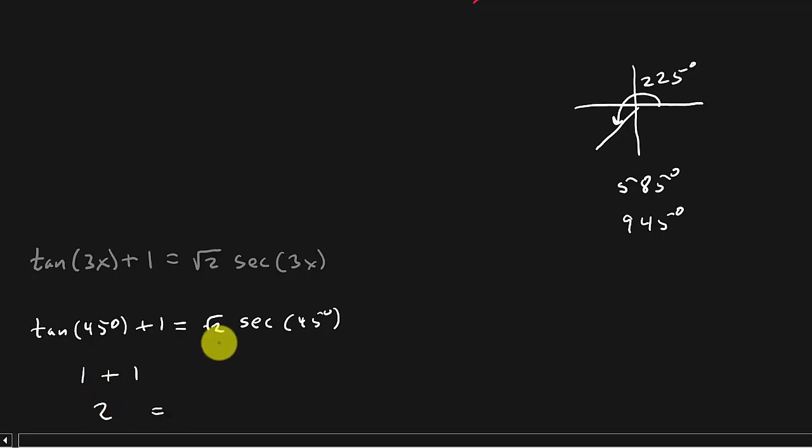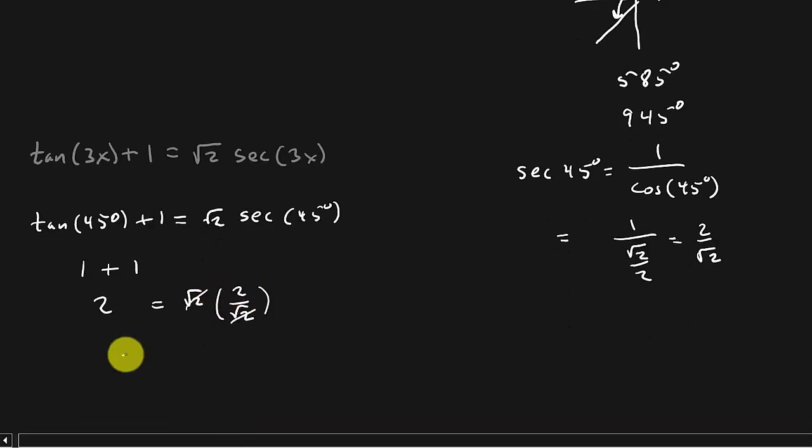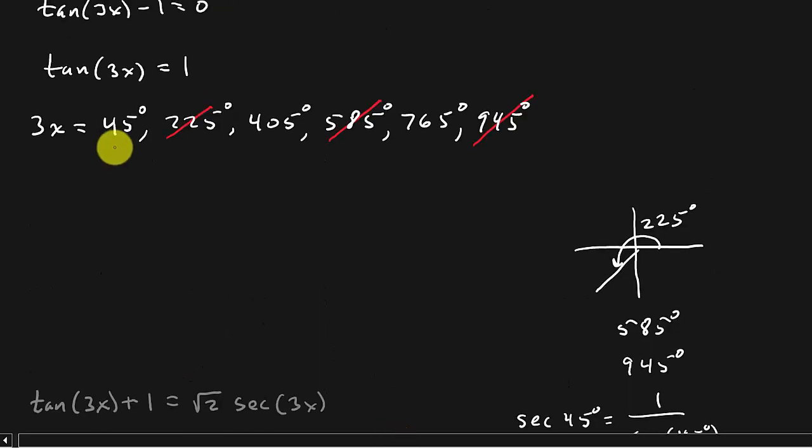And then let's look at the secant of 45. What's the secant of 45? Well, the secant of 45 is equal to 1 over cosine 45. So that's equal to 1 over square root of 2 over 2, which is 1 times the reciprocal of that. So that's just 2 over square root of 2. You see that? So that's square root of 2 times 2 over square root of 2. Square root of 2's cancel, so I get 2 equals 2, and that checks. So that tells me that's a solution.